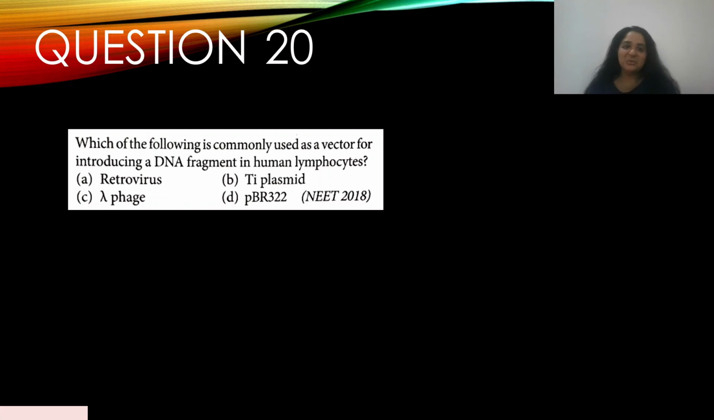Okay, so question number 20. Which of the following is commonly used as a vector for introducing a DNA fragment in human lymphocytes? This appeared in NEET 2018. A. Retrovirus, B. TI plasmid, C. Lambda-phage, D. pBR322. So retrovirus, the answer is A, is used as a vector for introducing a DNA fragment in human lymphocytes. So the answer is A.